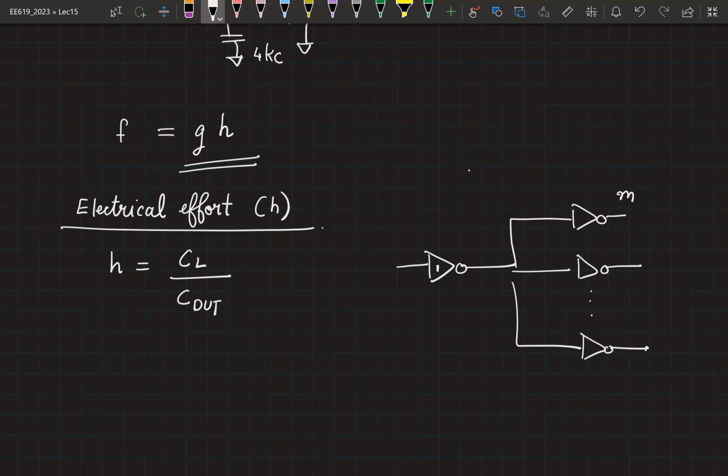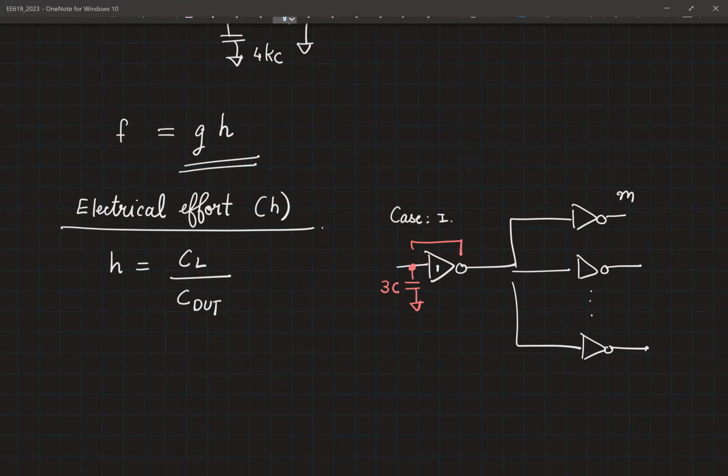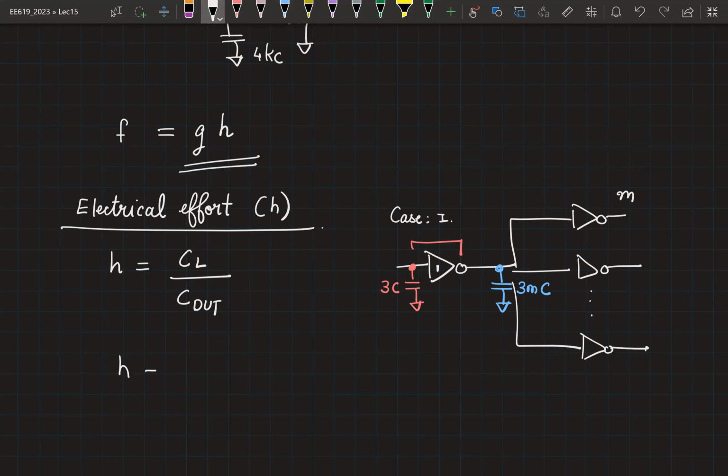You have M such stages. What is the value of h? So we need two values. We need to know what is the input capacitance. So we're talking about this particular inverter. What is the input capacitance? This is 3C. What is the total load capacitance? So that will be 3M into C. Therefore, h is equal to 3MC divided by 3C, which gives you M.